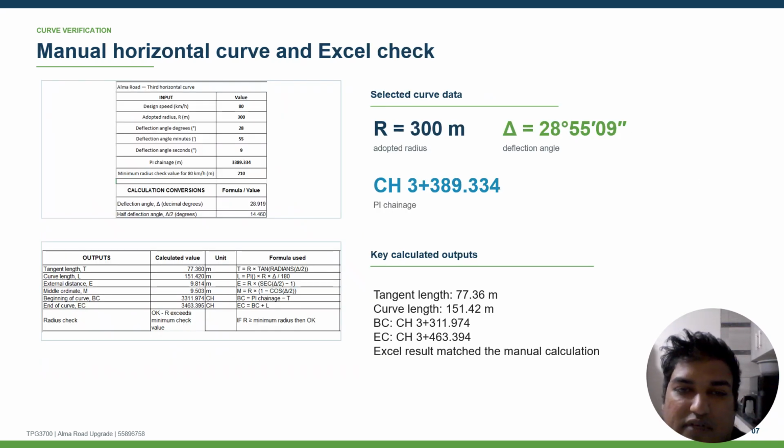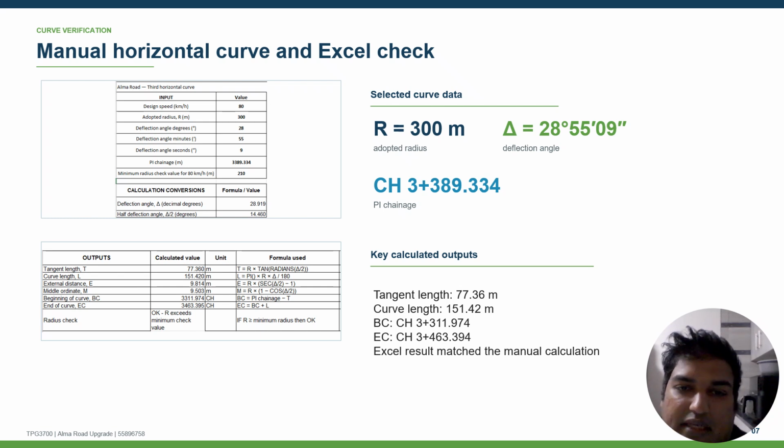One horizontal curve was selected for manual verification. The selected curve is the third main curve along the alignment. It was treated as a simple circular curve. The adopted radius was 300 meters. The deflection angle was 28 degrees, 55 minutes and 9 seconds. And the PI chainage was 3 plus 389.